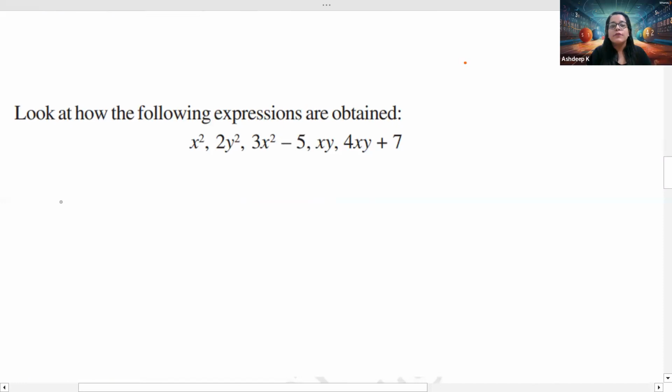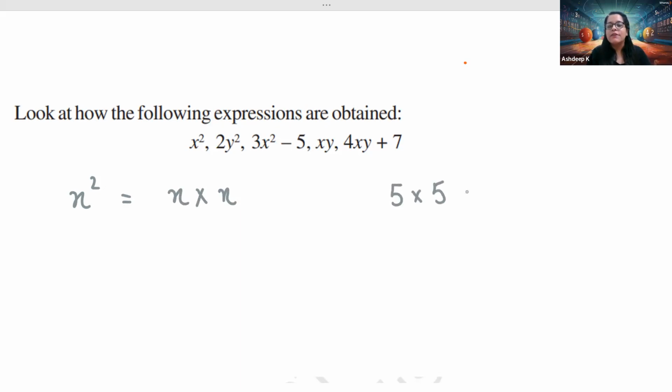The first one is simply x square, or x raised to the power 2, which you'll understand in the chapter on exponents and powers. That's nothing but x multiplied by itself. Like if you remember, 5 being multiplied by 5, we call it 5 square. So x being multiplied by x is called x square. This is how this expression has been obtained.